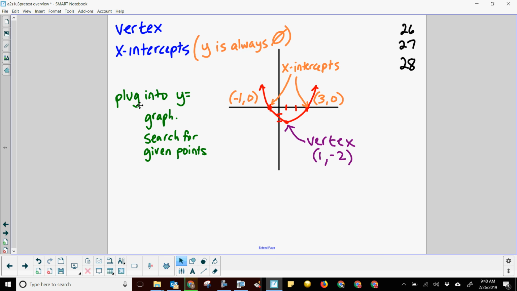Again, though, if needed, if you don't have the graph, you can always plug into y equals and hit graph, and then kind of match up the points. This actually covers 3 concepts.